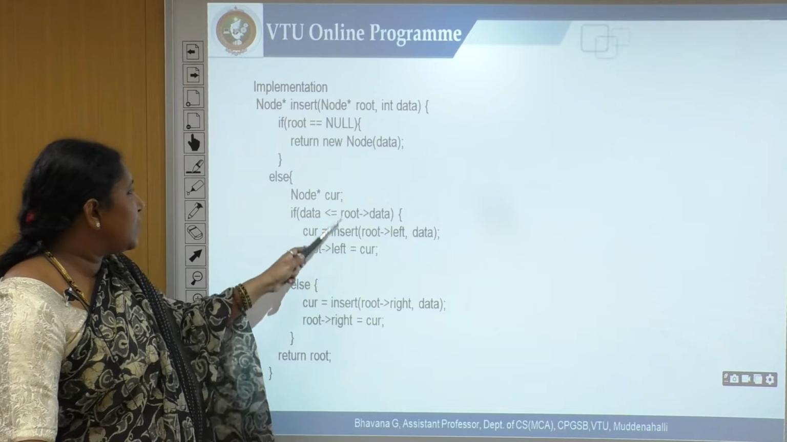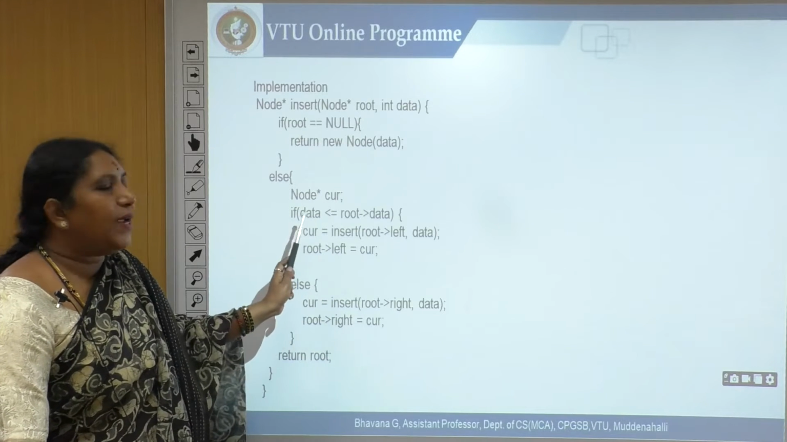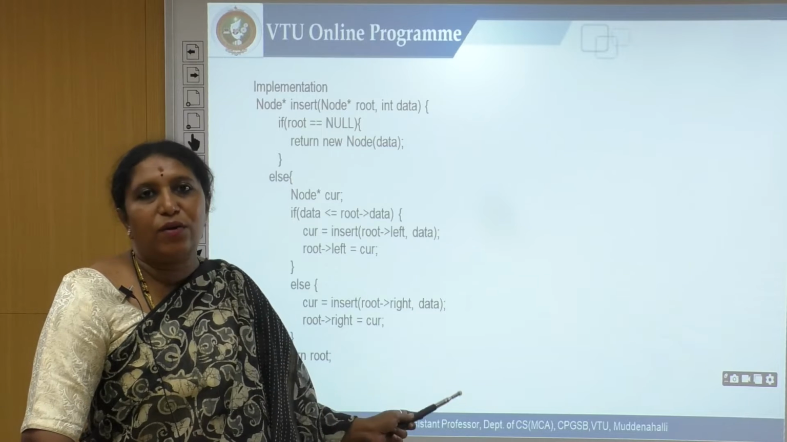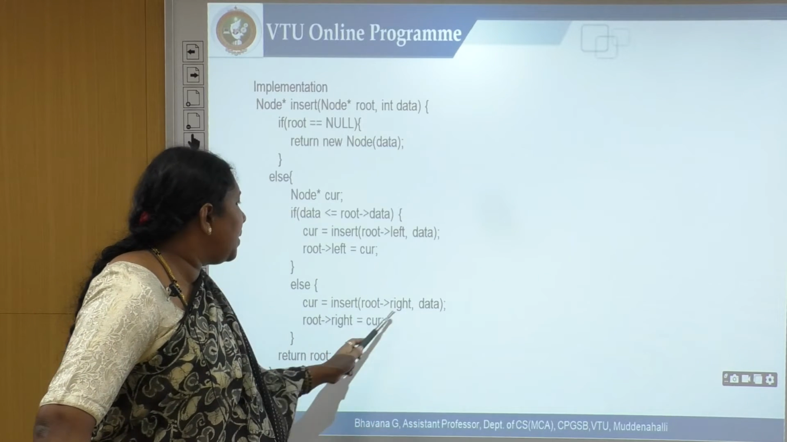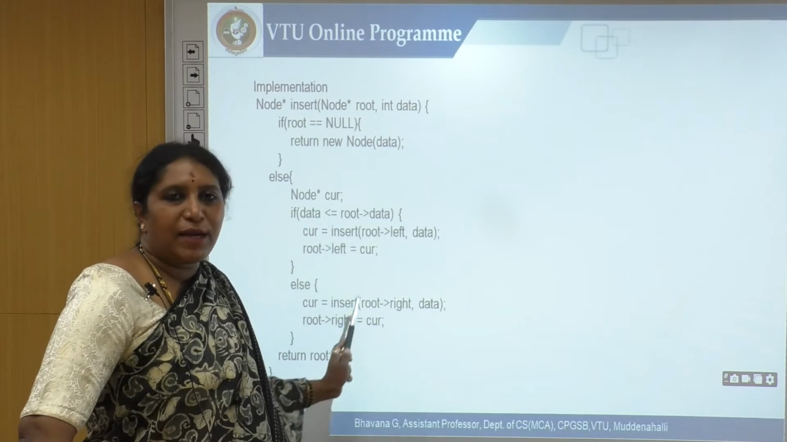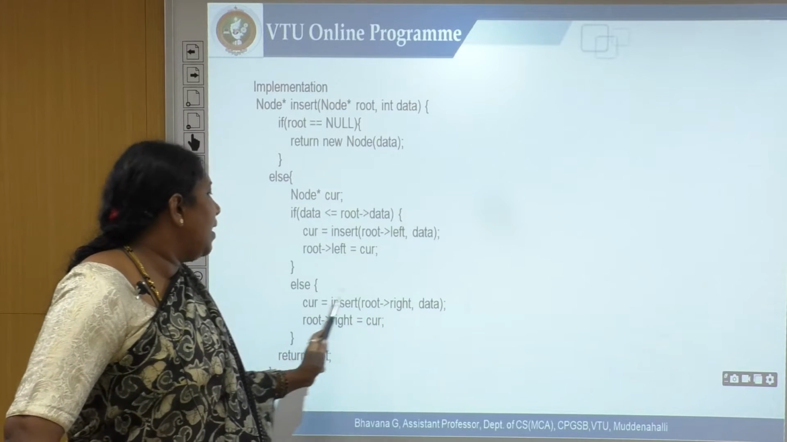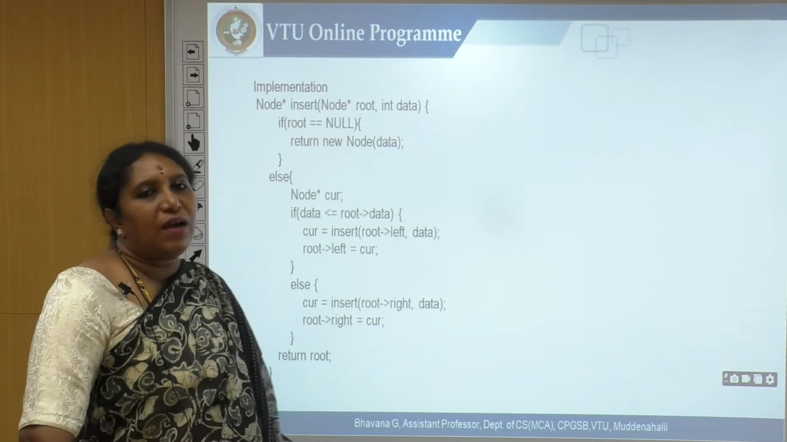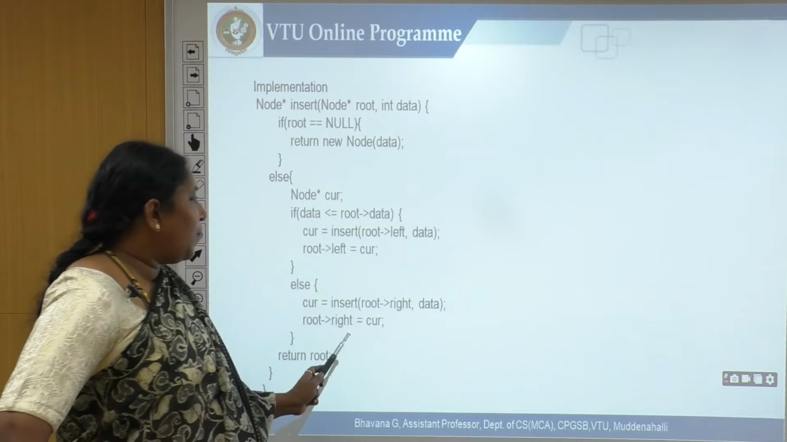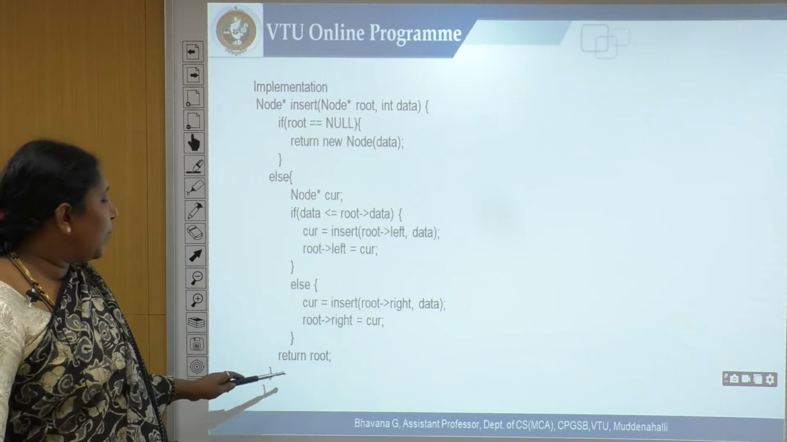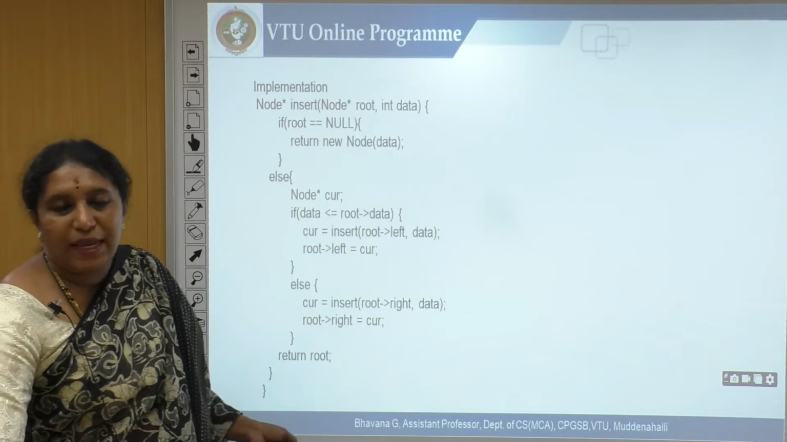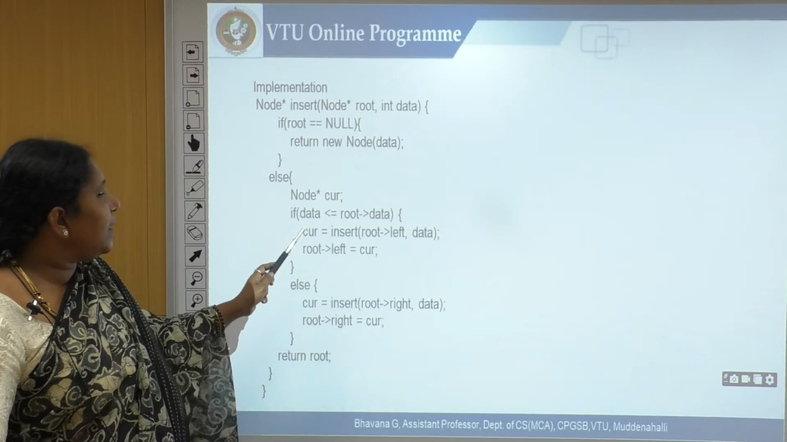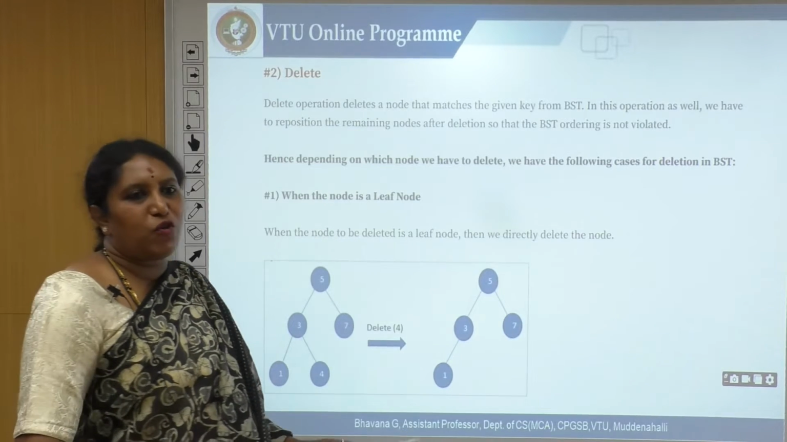After this, if this is not correct, if the data which I am inserting is greater than the root, I am going to insert that particular node into the right subtree. So I'm inserting the data, and I'm making the right subtree the current node. This is the insertion operation. Once this is done, I'm going back to the root. This is the implementation of the insertion operation of a binary search tree.